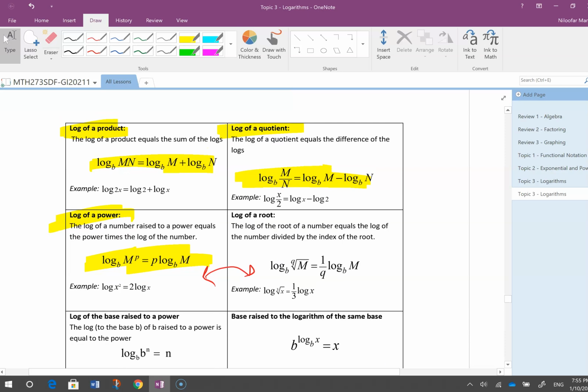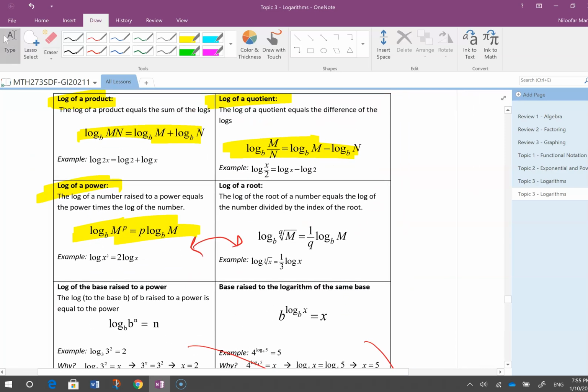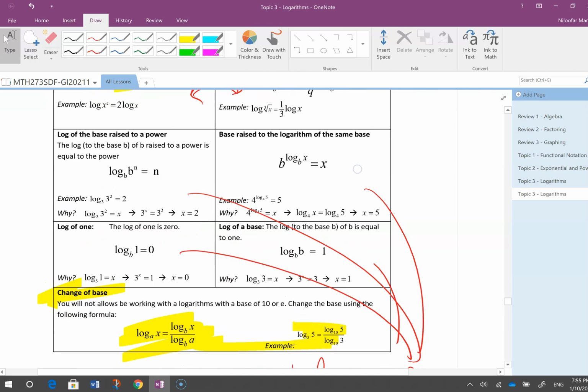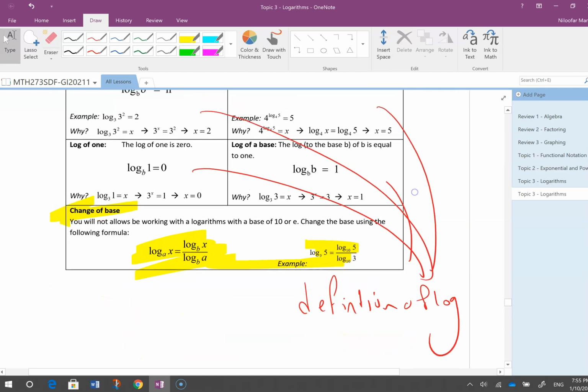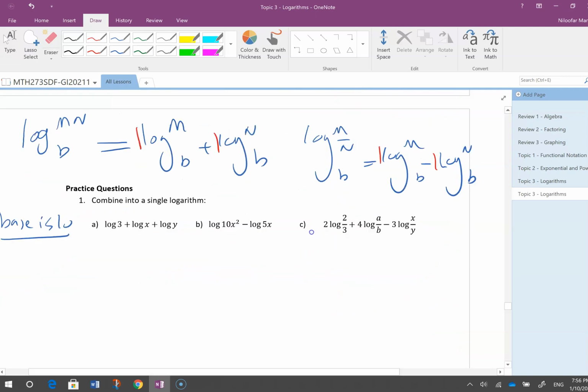Number 1, number 2, and number 3, which are highlighted in yellow, are important and we need to know them, but number 4 is the same as number 3, just with a root instead of a power. Numbers 5, 6, 7, 8 are all understandable and can be found using the definition of log. The last but not least is again very important, but I really don't want you to memorize these. I like you to understand, and if you understand it, you don't even need to check the paper. Now I am going to do several questions.